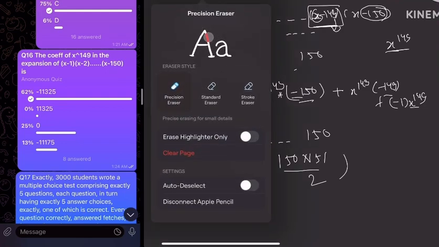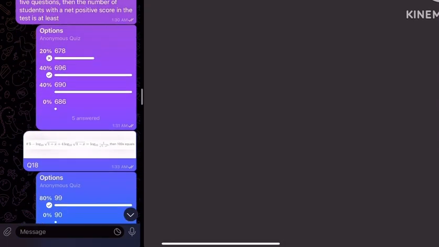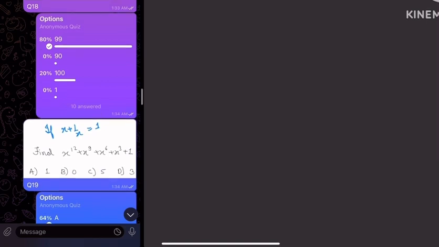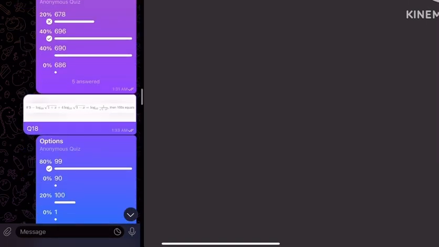So done. Next one, a very good one. I'll deal with this in the last. This is a very good question. For that reason I'll deal with that in last, and these three I'll do first. Let us start with this one. Question number 18.